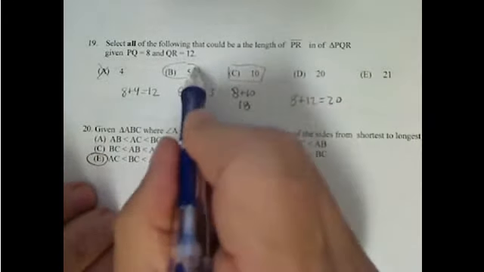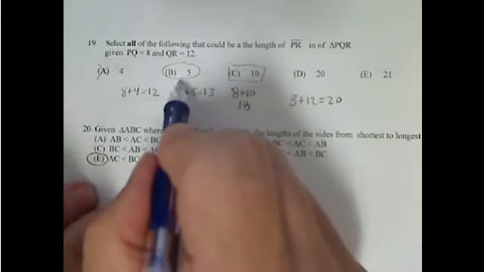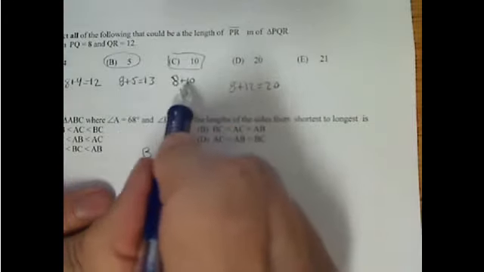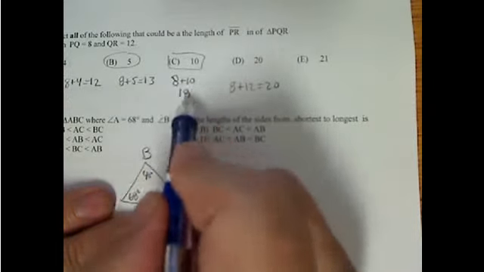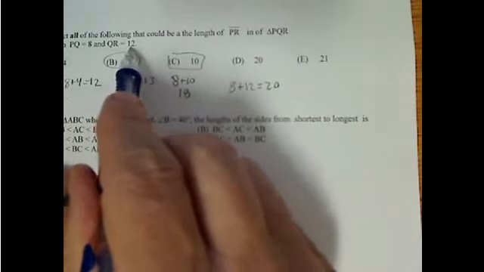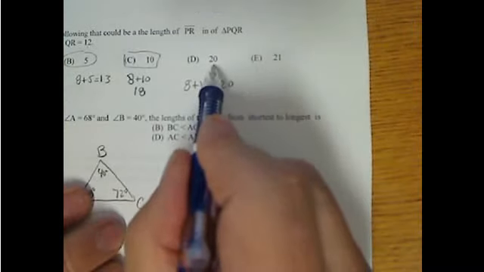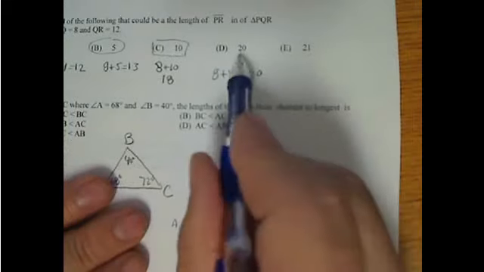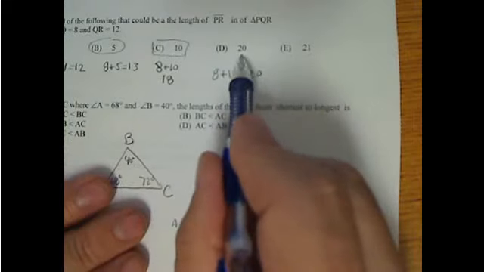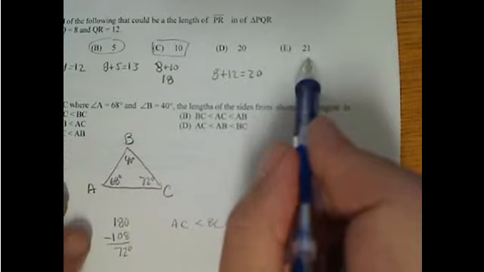8 and 5, this would be the next one. 5 plus 8 is 13. That's bigger than 12. That one works. Next one, if I have 8, 10 would be my next smallest. 18 is bigger than 12. That one works. Then if I take 20, well, that becomes the biggest. So if I do 8 plus 12, that equals 20. 20 is not bigger than 20. So D doesn't work. And 20 is certainly not bigger than 21.